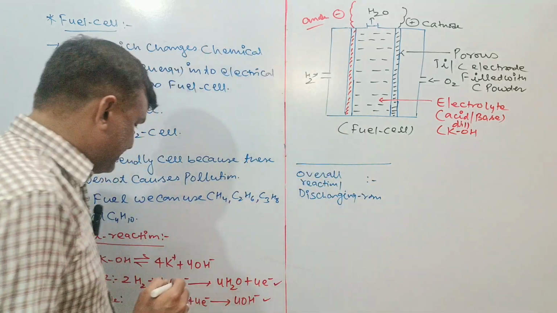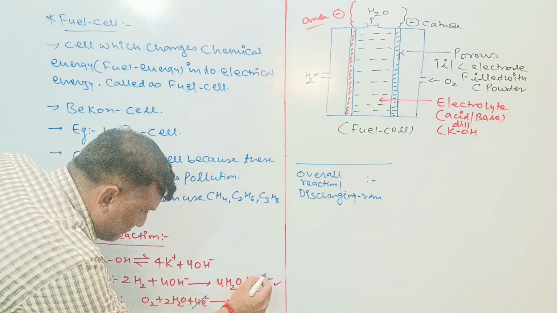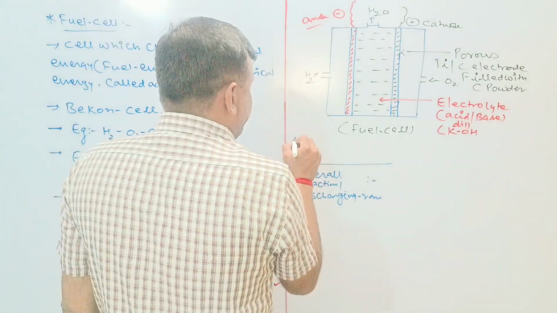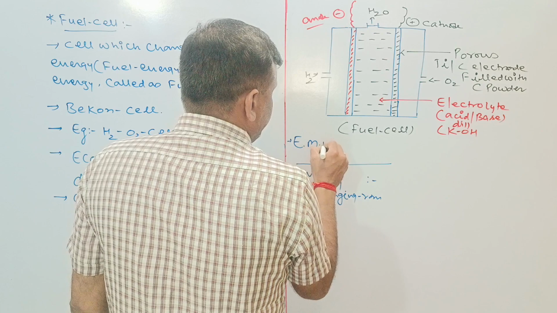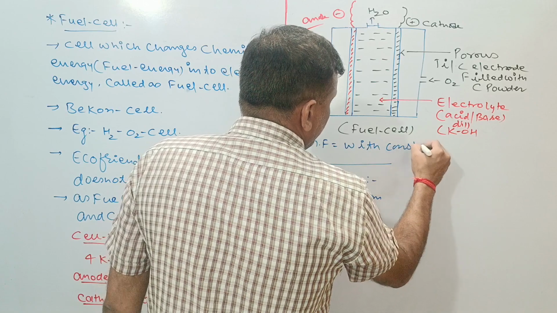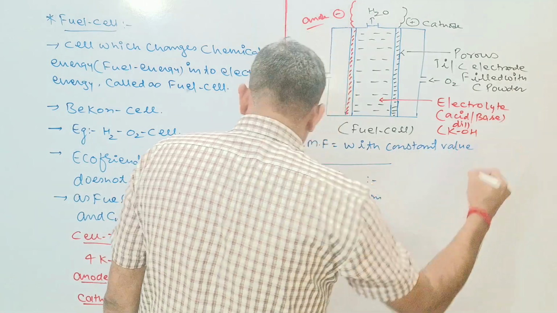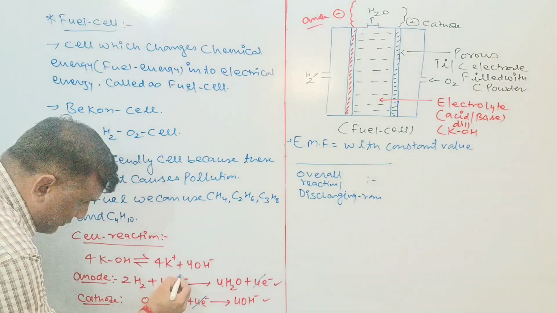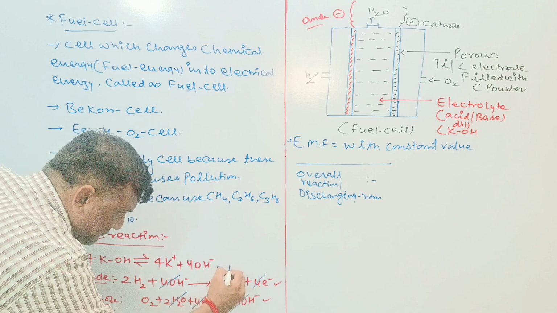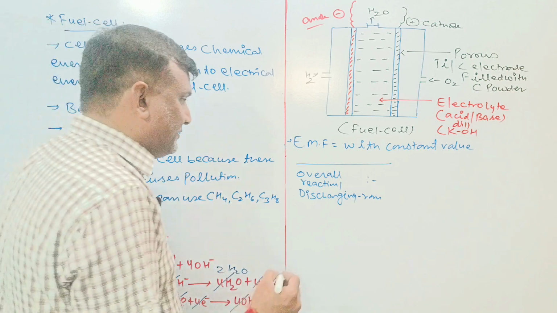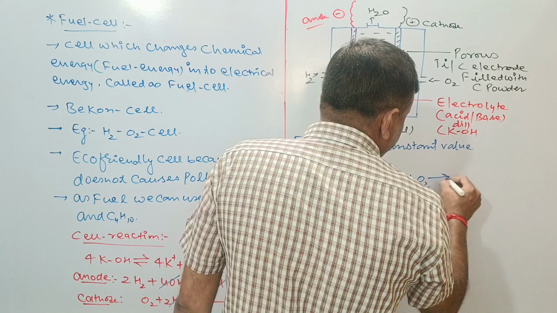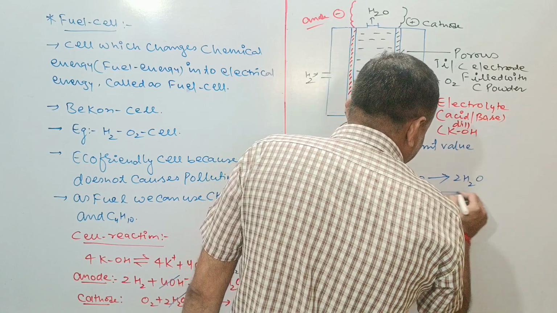If we go with this reaction, then you can see here is the 4 electron, here is the 4 electron, which remain cancelled. The concentration of electrolyte remains constant, so you can say EMF will be constant, with a constant value. We'll discuss that. So these 4 OH minus remain cancelled, and these 4 H2O remain cancelled by just 2 H2O. So the net cell reaction will be 2 H2 plus O2 gives you 2 H2O. This is the net cell reaction.